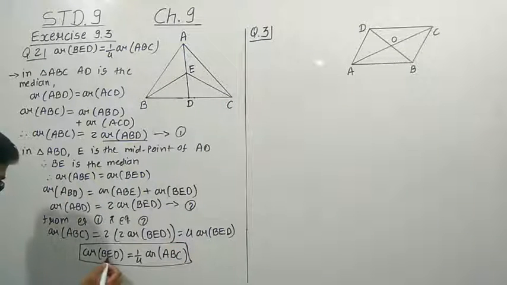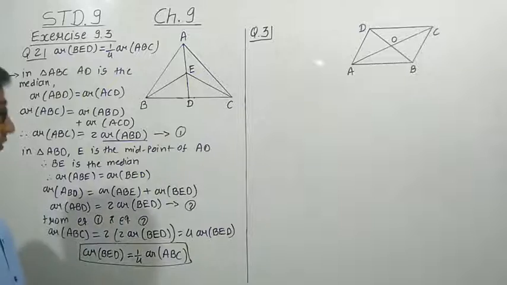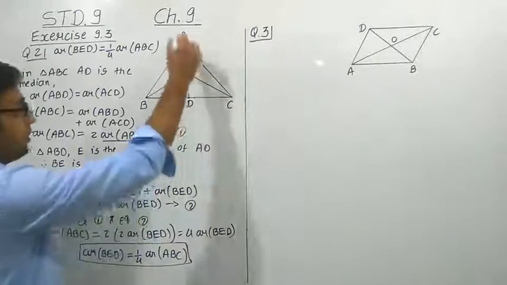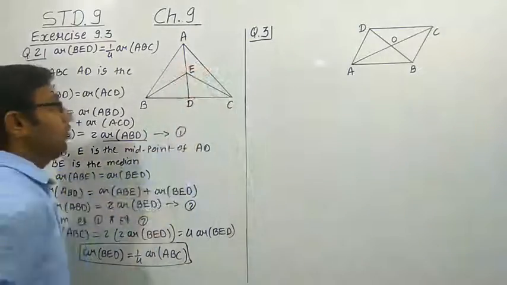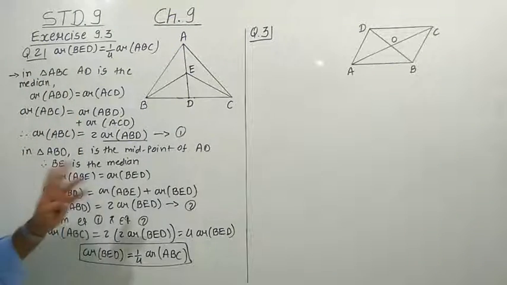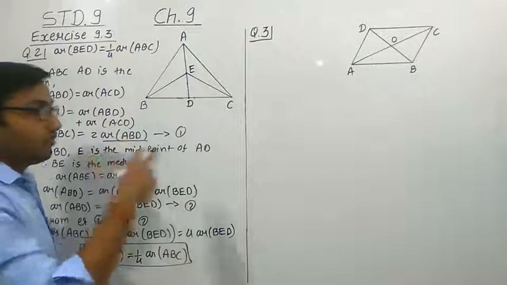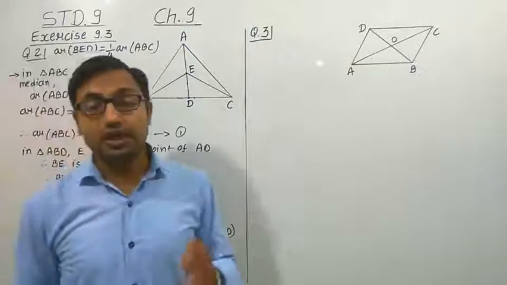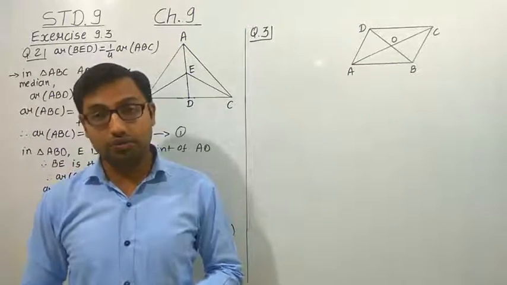Okay? So this is actually very simple. Why can you prove this result? Because we have been given here that E is the midpoint of median AD. That is why we can use the result that the median divides the triangle into 2 triangles of equal areas.